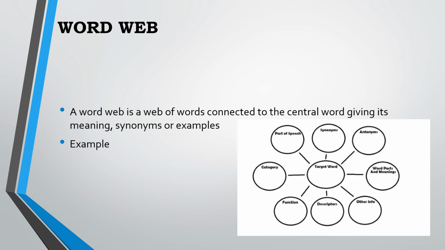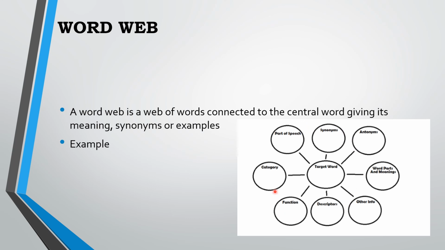Now let's look at what is a word web. A word web is a web of words connected to the central word, giving its meaning, synonyms or examples. So you have the central word, your target word here. Okay, and when you look at the other words which are surrounding it, it might be a synonym, it might be an antonym, it might be other information about the word, it might be a description about the word, functions the word does, the category the word comes under. Okay, it may have its parts and meanings. So a word web is nothing but a web of words.